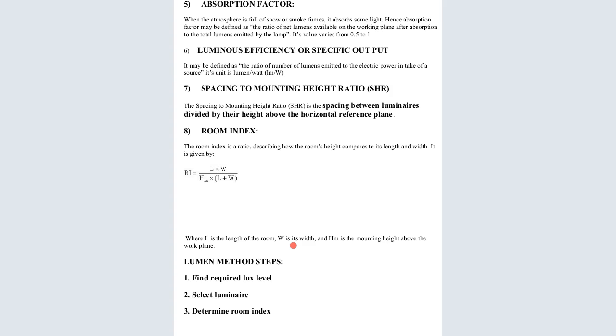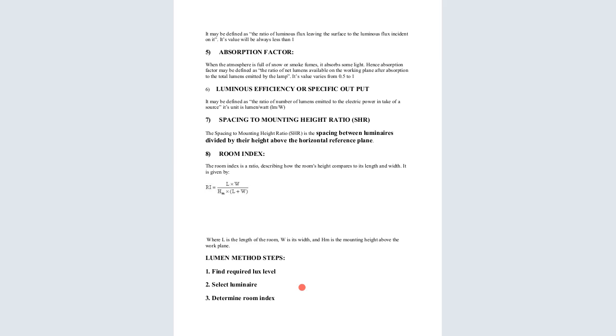Now, the lumen method steps. We have steps for calculating the amount of illumination, meaning we are calculating the number of lighting points that are needed in a room. There are methods that we'll use. There is one called the lumen method. It has the following steps.